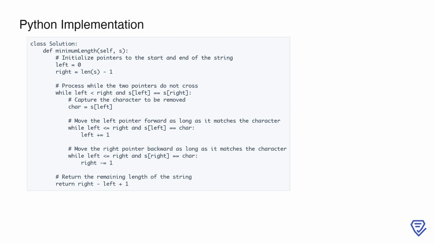This ensures that all consecutive matching characters at both ends are removed in one iteration. Once no more matching end characters exist or the pointers cross, the loop exits. The remaining length of the string is calculated as right minus left plus 1. This result represents the minimum length of the string after all valid removals. The algorithm runs efficiently in O(n) time since each character is processed at most once. It handles edge cases like strings with no matching ends, strings where all characters are identical, and empty strings seamlessly.